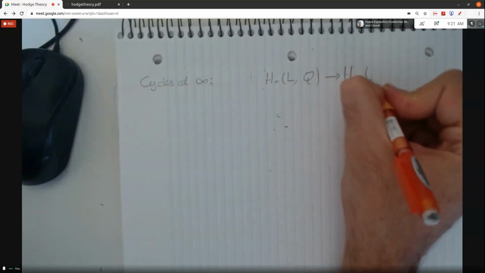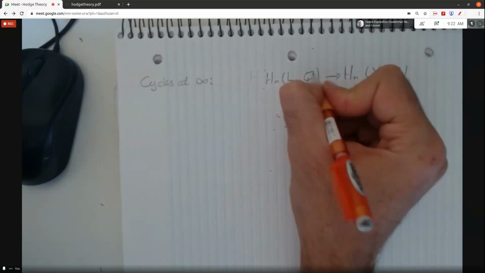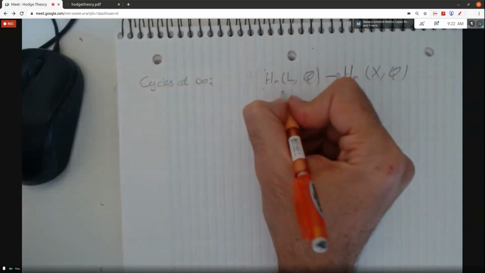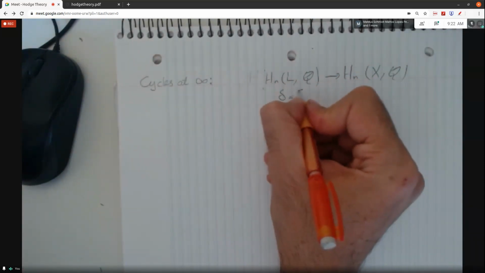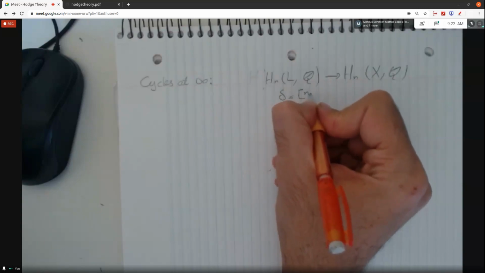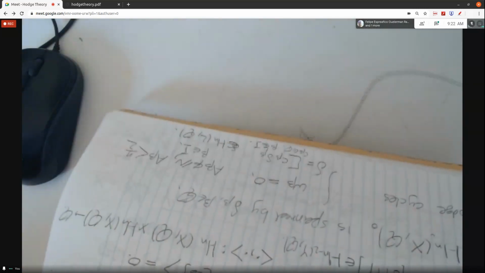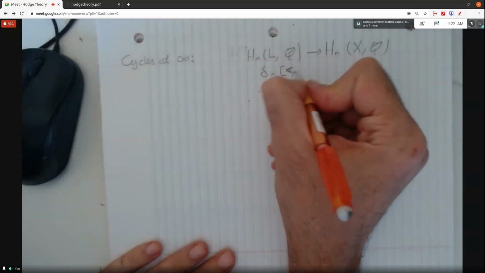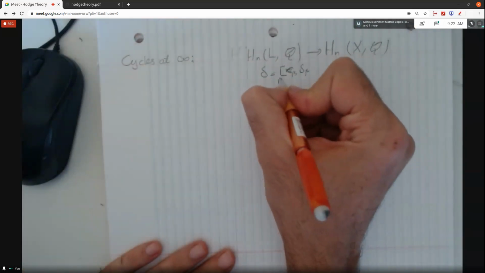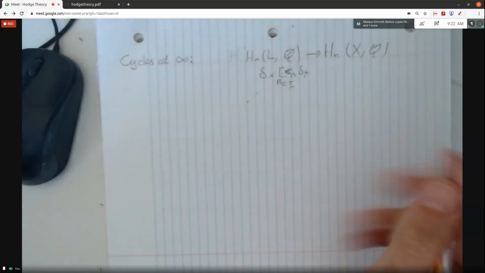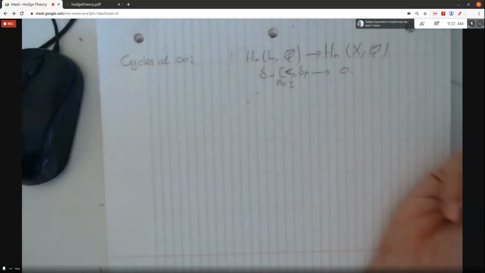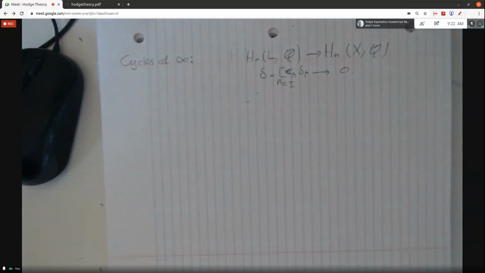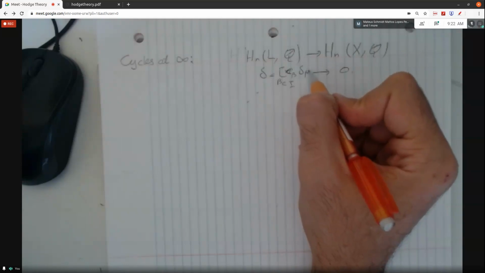So let's write the inclusion. So anyway, if you take a delta here, some n, what I called C beta, delta beta, beta in I. There are some of them which go to 0, and of course I want to get rid of these cycles using just topological methods.